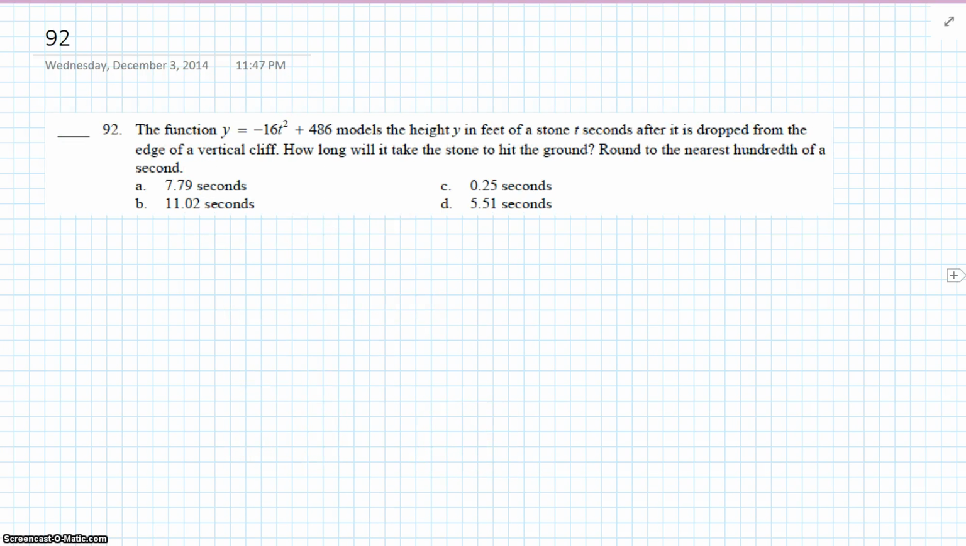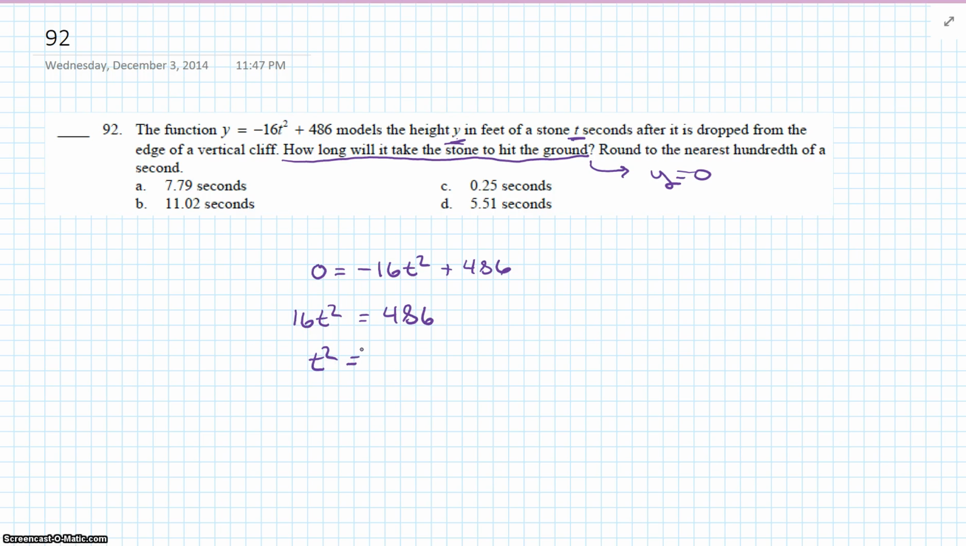92. The function y equals negative 16t squared plus 486 models the height y in feet of a stone t seconds after it is dropped. How long will it take the stone to hit the ground? So at the ground, y is 0. The height is 0. So we're going to say 0 equals negative 16t squared plus 486. We're just going to solve for t. We're going to add 16t squared to each side, so I get 16t squared equals 486. Divide each side by 16.